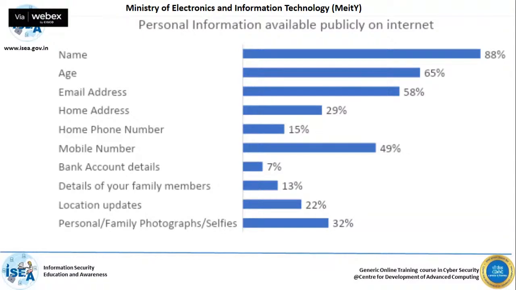88% of people's personal information is available publicly, right? Whoever is there in the social media accounts, 65% of the people's real age is available, 58% of people's email addresses are available, 49% mobile numbers are available, and 7% bank account details are available, right? So these are some statistics. If I have your name, age, email address, photographs, mobile number, can I blackmail you? If I have those 5 details, can someone blackmail you or not?